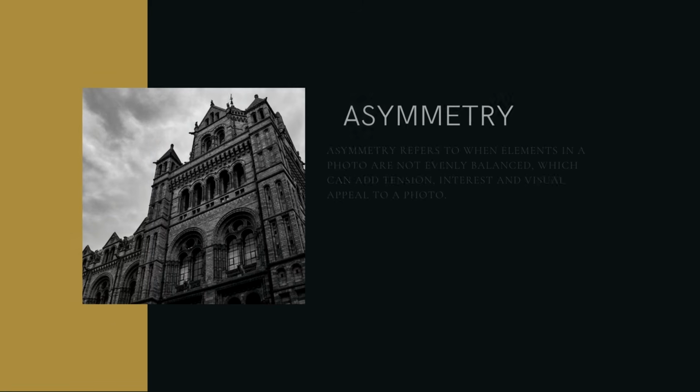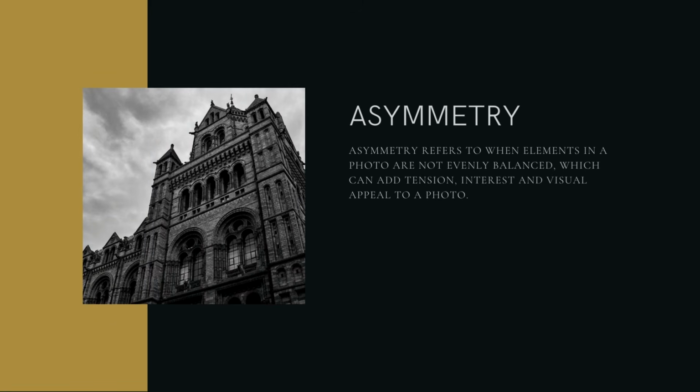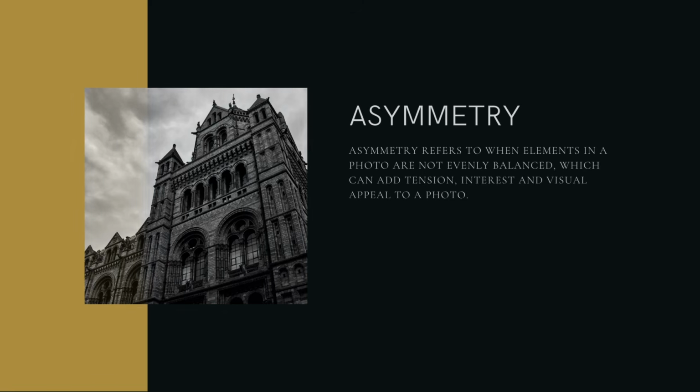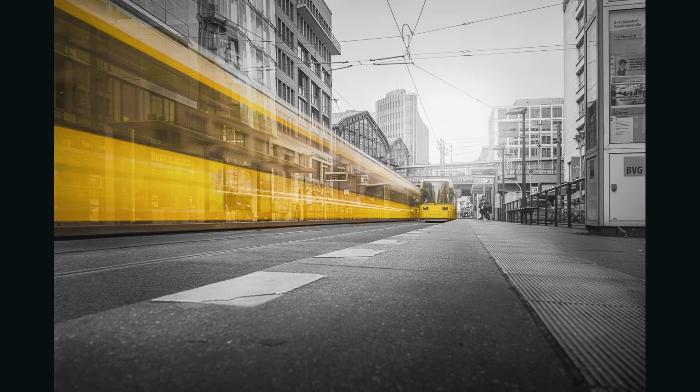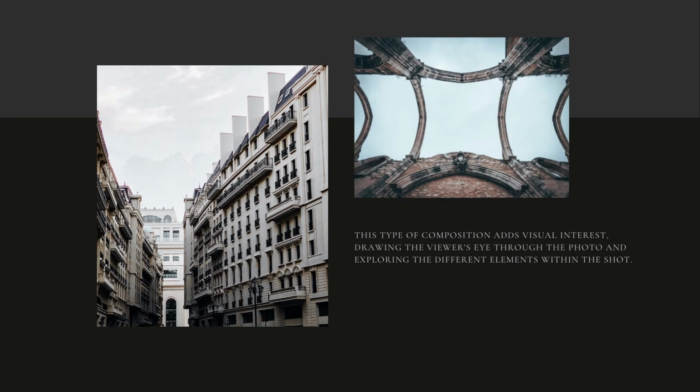On the other hand, asymmetry refers to when elements in a photo are not evenly balanced, which can add tension, interest, and visual appeal to a photo. A great example of using asymmetry in photography is a photo of a street scene, where one side of the photo may be dominated by a tall building, while the other side is left blank. This type of composition adds visual interest, drawing the viewer's eye through the photo and exploring the different elements within the shot.